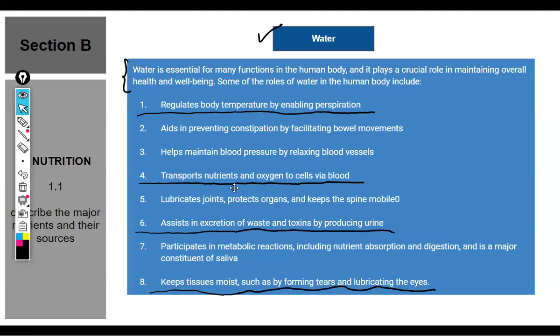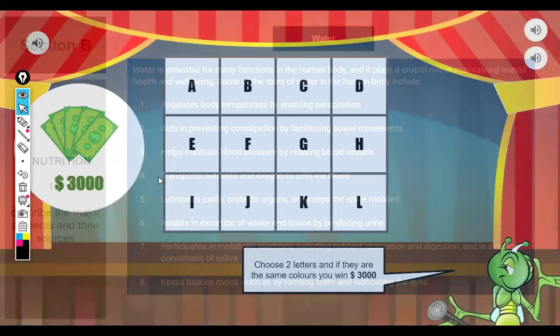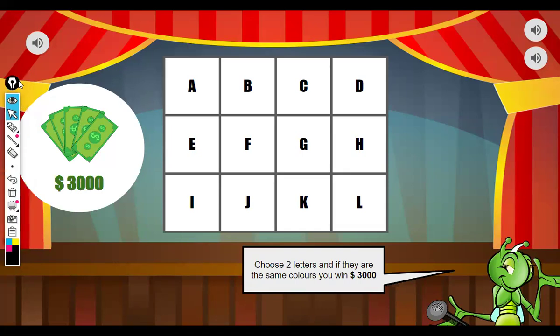All right, let's get started. Let's move on. So I put pictures like this one here. $3,000. Use any 2 letters on the screen. Now, the boxes are going to change colors. And if your 2 letters have the same color, well, you win $3,000. Choose any 2 letters. And you can only choose 2.